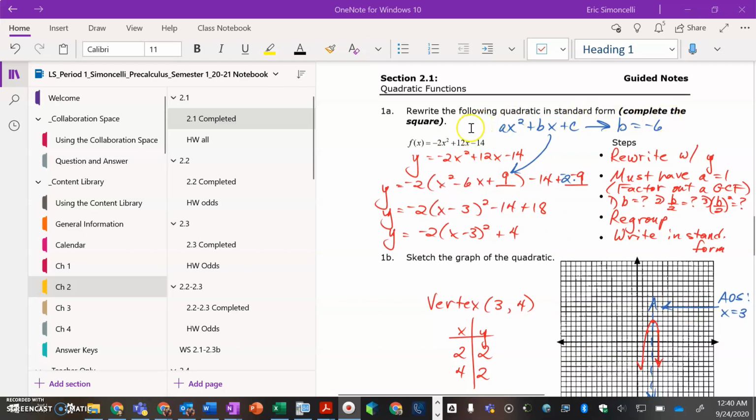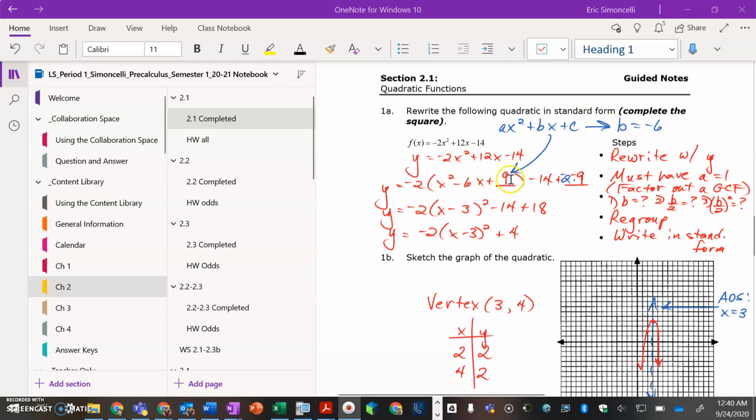So when it comes to completing the square, you may recall your process entails the following. You're going to rewrite with y, so take the original quadratic and, instead of f of x, turn it into y. Second step, you must have a equals 1. So in order to do that, you're going to factor out a -2. And in doing so, you're factoring out of the first two terms only. So you're left with x squared minus 6.